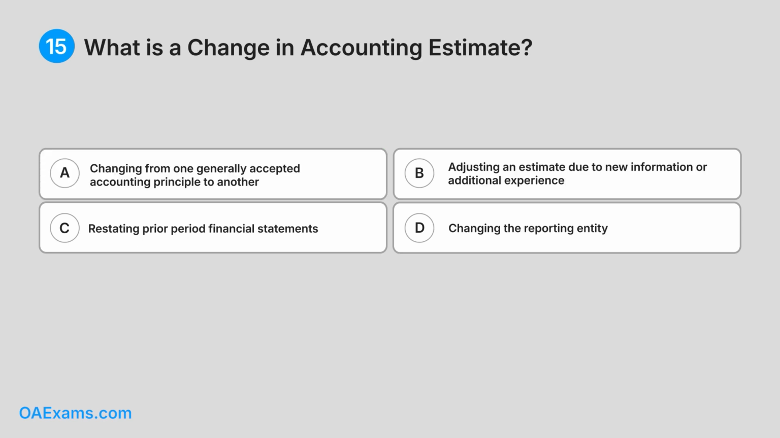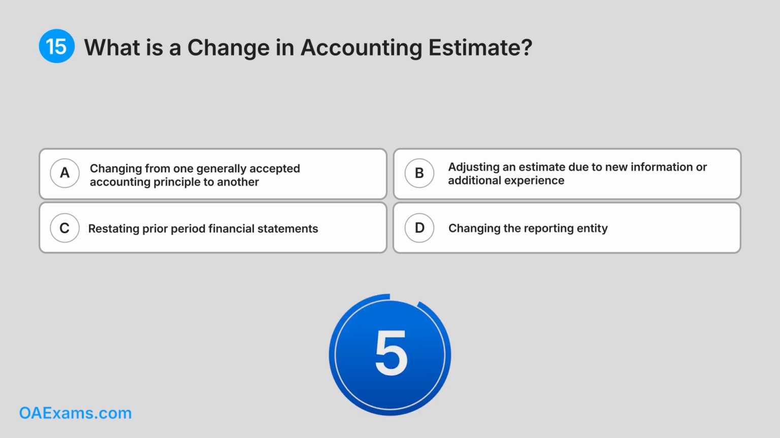15. What is a change in accounting estimate? A. Changing from one generally accepted accounting principle to another. B. Adjusting an estimate due to new information or additional experience. C. Restating prior period financial statements. D. Changing the reporting entity. Can you guess the answer?